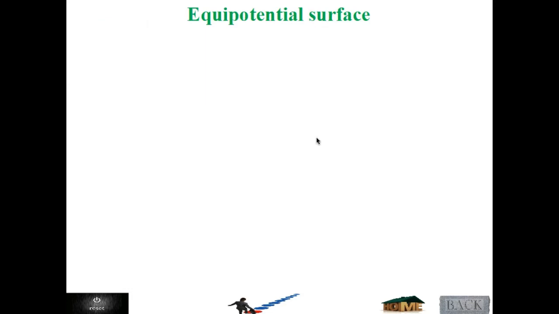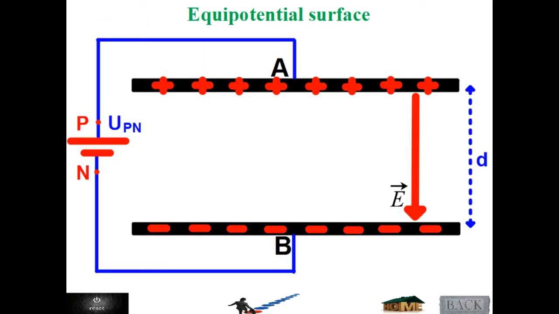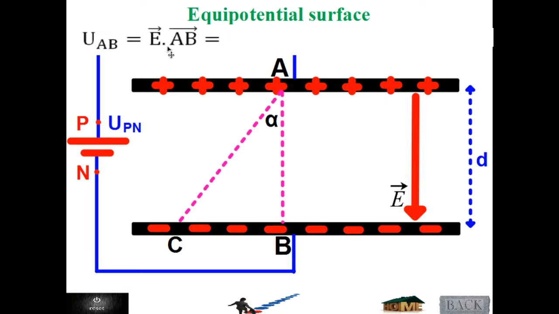What do we mean by equipotential surface? Again, these two parallel plates, positive and negative plates. And let us take C on the same negative plate as B. As we said, the potential difference between A and B, UAB, equals E dot AB. So E times AB times cosine 0, since the angle between the electric field and AB is 0, then E dot AB equals E times d, the distance between the two plates.